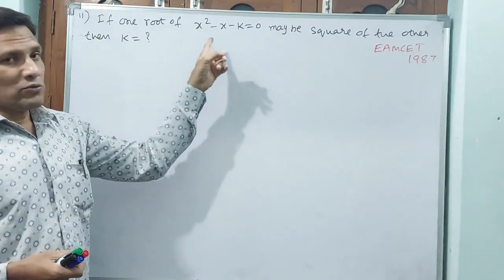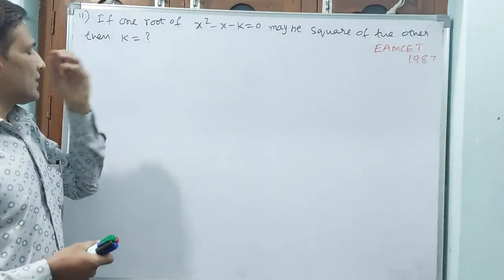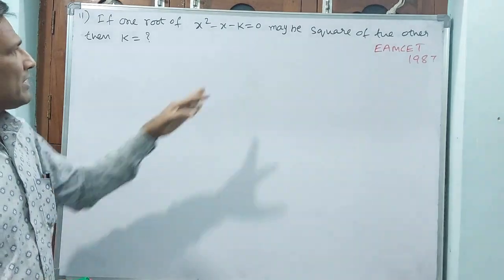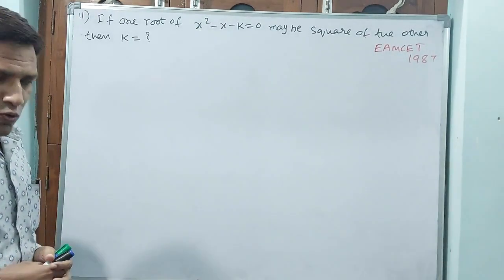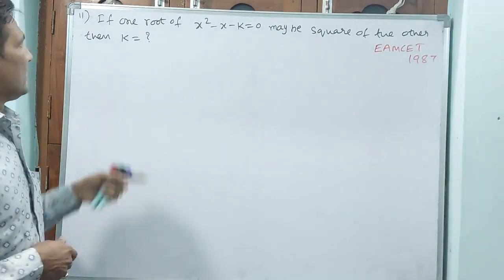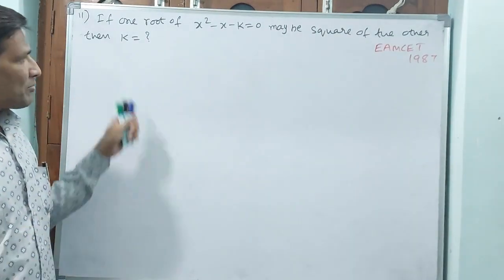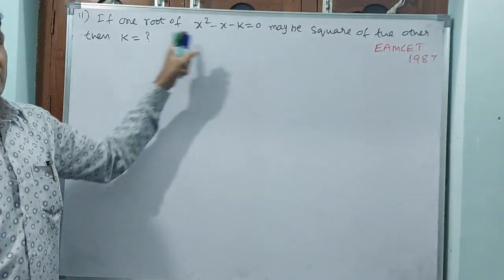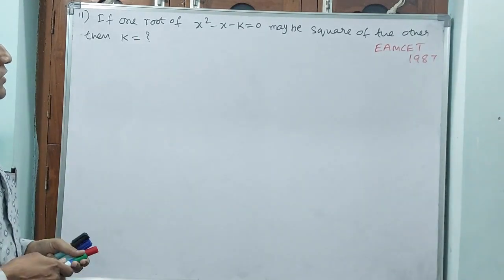If one root of x square minus x minus k equal to 0 may be square of the other. That means 2 roots will be there, because it is a quadratic equation. Between 2 roots, one root is the square of the other root. That you have to understand. Then what is k, it is asking. I did not write the options, because the equation is there and k is asked. Let us proceed.